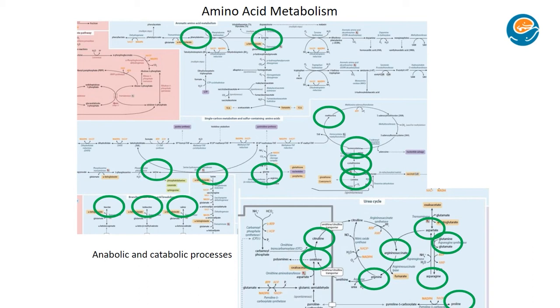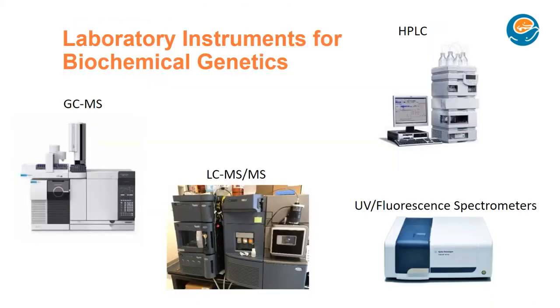So free amino acid quantification is used primarily to make a diagnosis or to monitor patients for their management. And in the biochemical genetics lab, we use really any tools that we can to measure small molecules and enzyme activity. So I've pictured here the basic tools that my team uses.